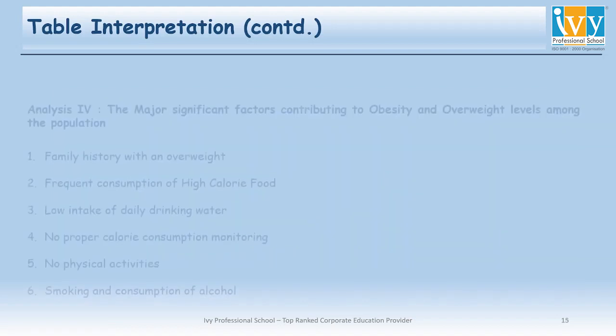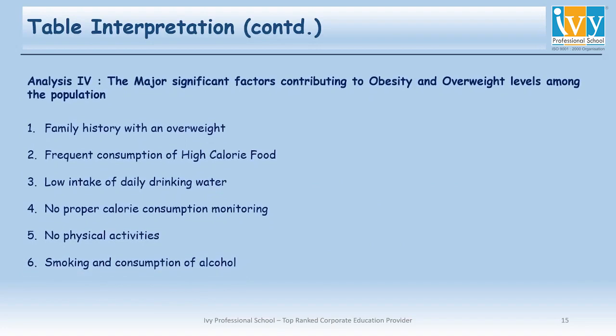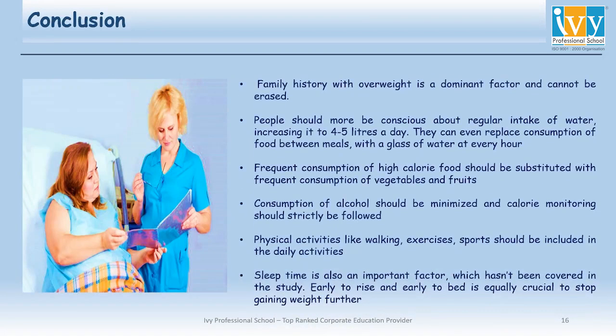So, in short, we can say that the major significant factors contributing to obesity and overweight levels are family history with overweight, frequent consumption of high calorie food, low intake of daily drinking water, no proper calorie consumption monitoring, no physical activities, smoking, and consumption of alcohol. Now that I have carried out all my table analysis and findings, I would like to draw the following conclusions. Firstly, family history with overweight is a genetic condition and this cannot be erased.